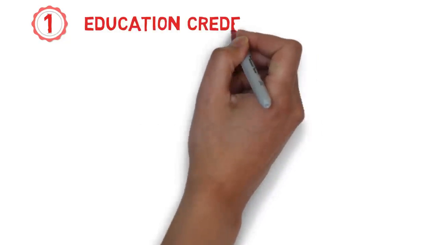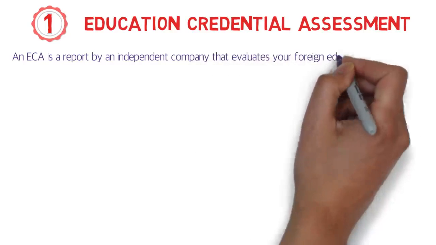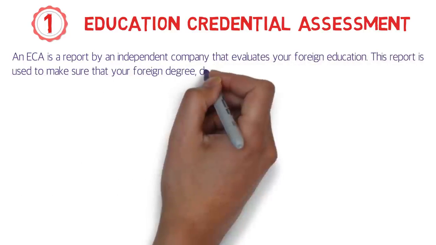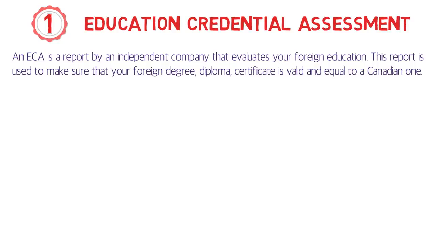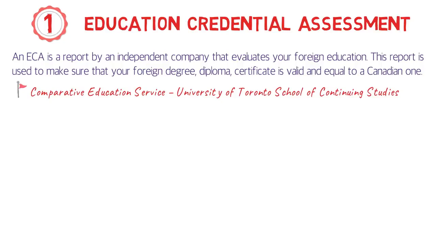Okay, so let's begin with the first one, Education Credential Assessment, or ECA. An ECA is a report by an independent company that evaluates your foreign education. This report is used to make sure that your foreign degree, diploma, certificate is valid and equal to a Canadian one. So mind it, your ECA is not done by the Canadian government, it's done by a few independent organizations, and those organizations are Comparative Education Service, University of Toronto.